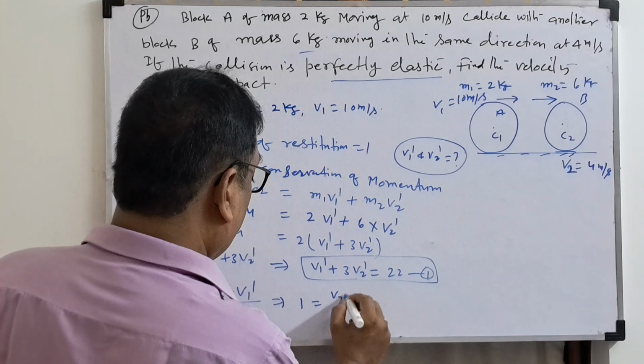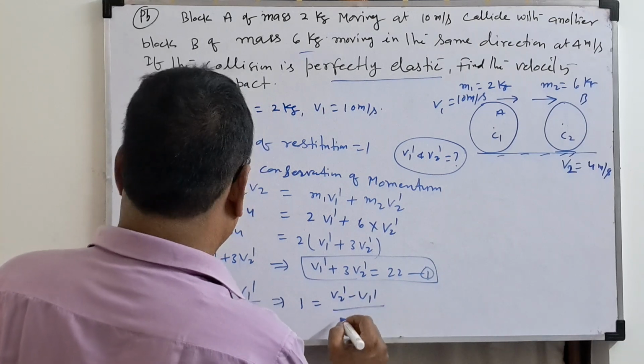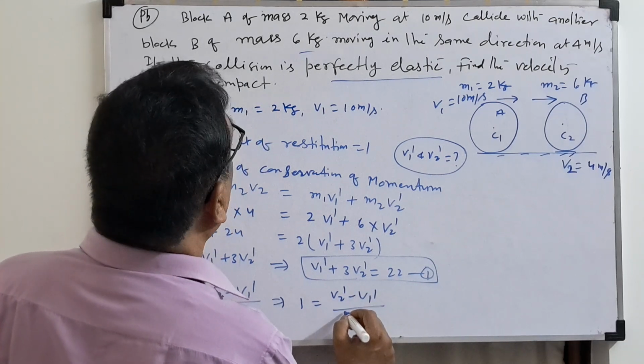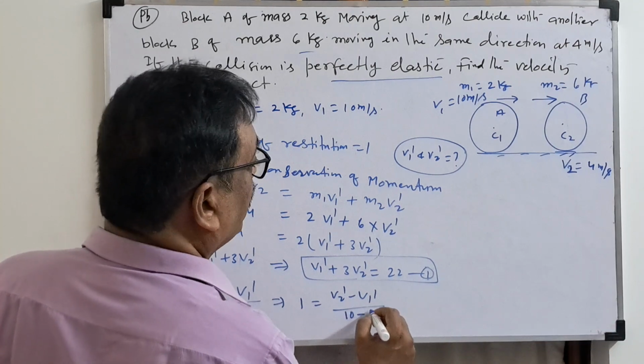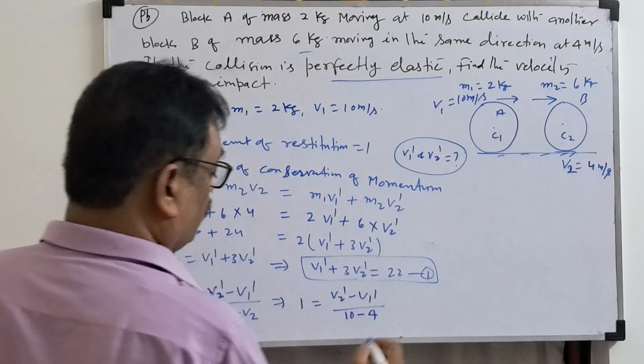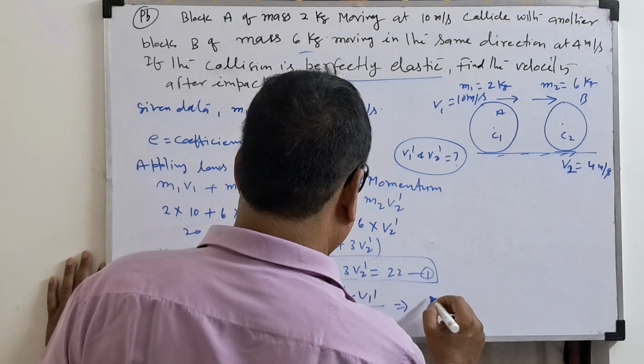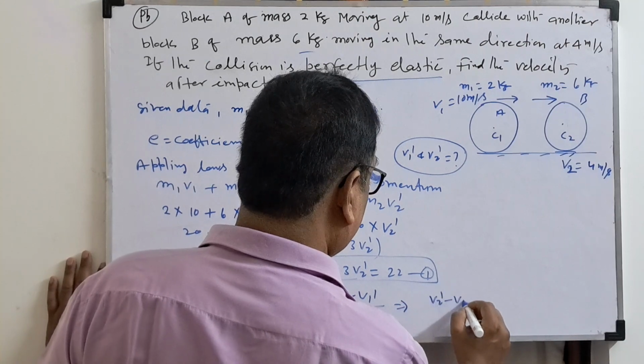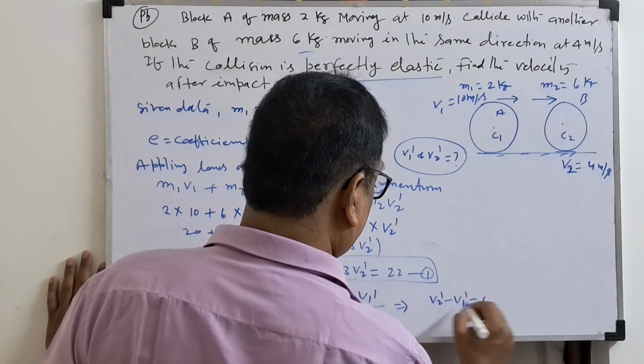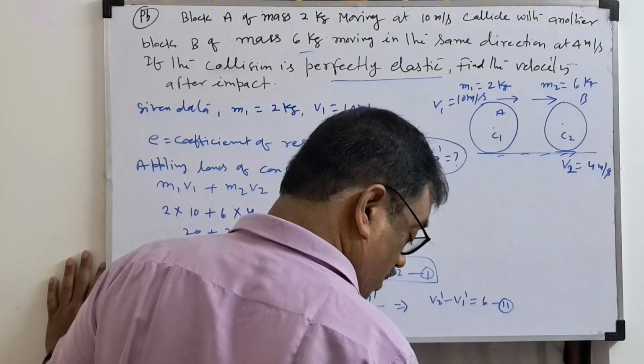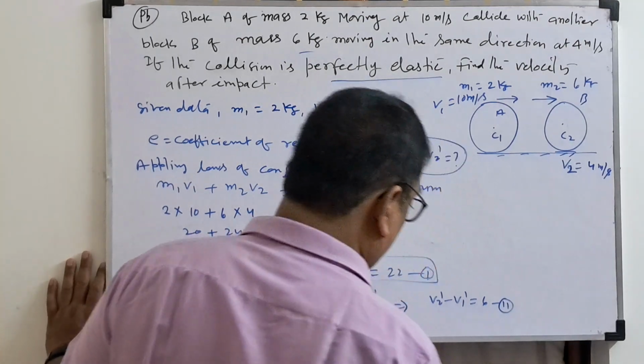So V2 dash minus V1 dash divided by V1 minus V2, where V1 is 10 minus 4, which is 6. So we get V2 dash minus V1 dash equal to 6. Call this equation number 2.